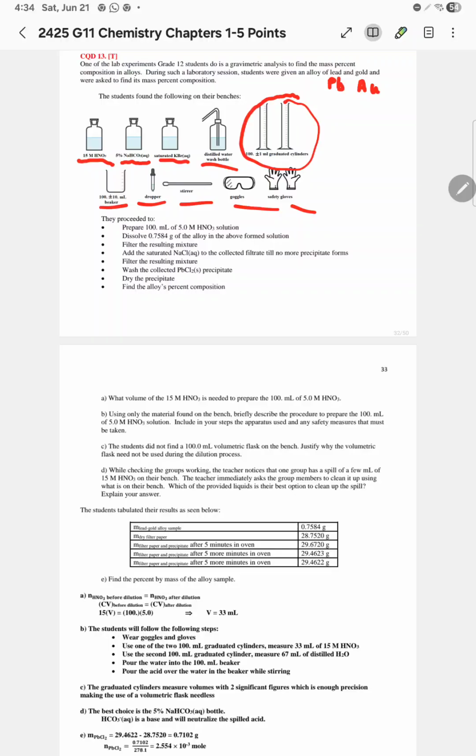What's the volume of 15 molar HNO3 needed to prepare 100 mL of 5 molar HNO3? So it's C1V1 equals C2V2. So 15 times V equals 100 times 5. So we need 500 divided by 15, which is 33 milliliters, because we used millimoles here.